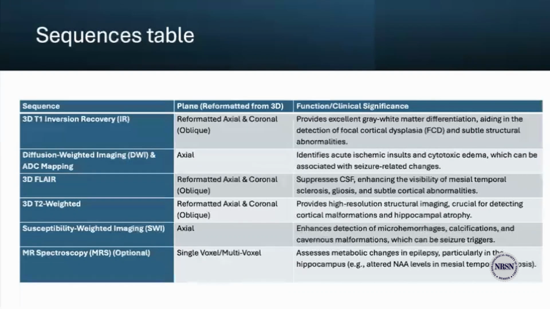We also do the diffusion, and we do 3D FLAIR. Most of these sequences for the seizure protocol, actually almost all of them, of course, apart from the diffusion, we do in 3D, so that it's easy to reconstruct them and ensure that we're not missing any tiny abnormalities. We also do a 3D T2. We do a susceptibility weighted imaging to detect any microhemorrhages or calcifications, or even cavernous malformations, which can be seizure triggers.